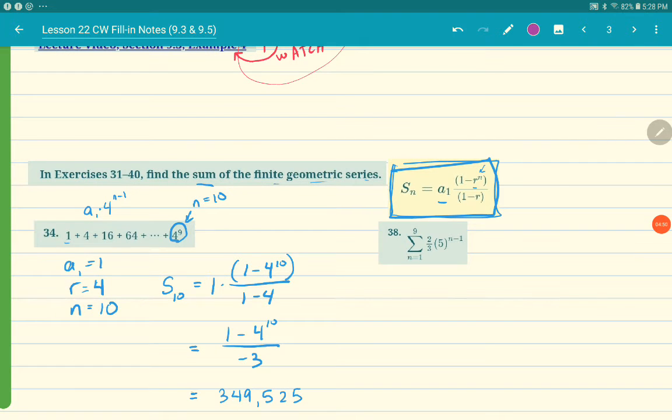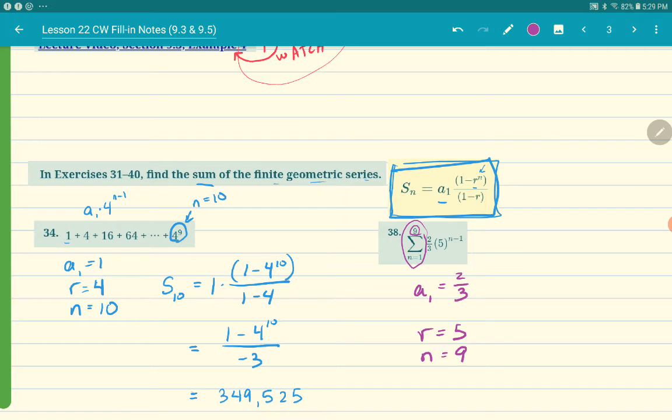Okay, let's do another example where we have a little different notation here. Remember our summation notation. The A is right here, so A1, I should say. The initial term is the 2/3. And then this is the R. So the ratio, not the whole thing, this thing is the R. So the common ratio is 5. And our n, we're going from 1 to 9. So that's 9 terms.